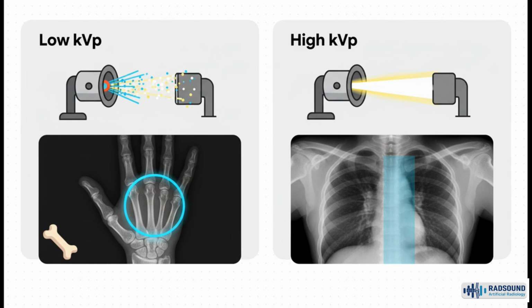If you use a low kVp, you get this gorgeous, high-contrast black and white image, perfect for seeing that tiny fracture in a hand. But if you try that on a chest, you won't see a thing. For that, you need high kVp for its sheer penetrating power to punch through the mediastinum and actually see the lungs.